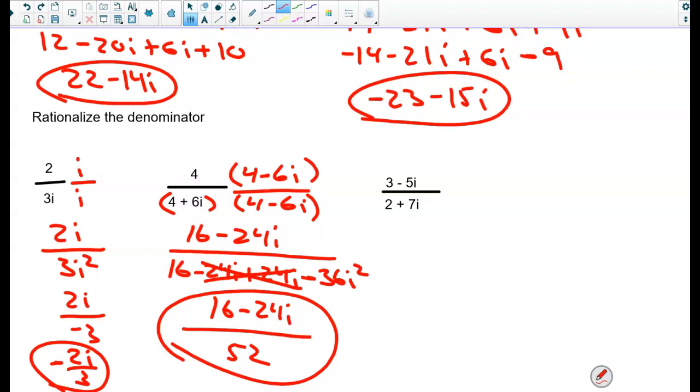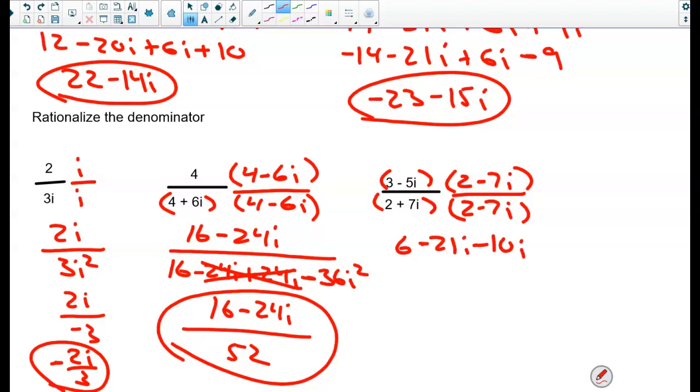And in the final one, same deal. We're multiplying the top and the bottom by 2 minus 7i. The only difference here is now you've got to FOIL the top and the bottom. 6 minus 21i minus 10i plus 35i squared. Don't take shortcuts. That's what runs you into trouble.